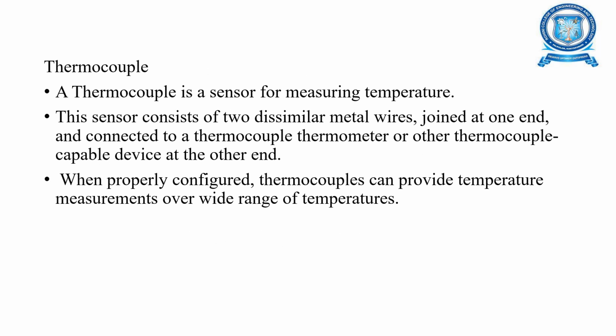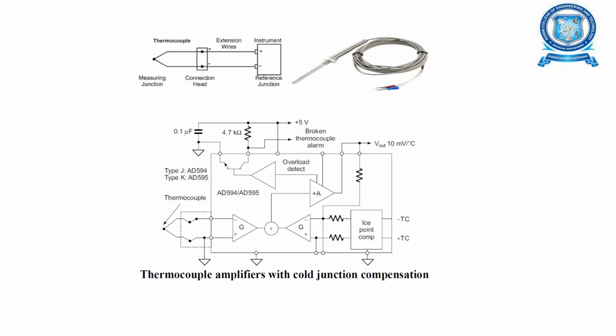Next is the thermocouple. It is a sensor for measuring temperature. The sensor consists of two dissimilar metal wires that are joined at one end and connected to the thermocouple thermometer. When properly configured, thermocouples can provide temperature measurements over a wide range of temperatures. So, thermocouple amplifier with cold junction compensation diagram. Here you can see thermocouple, measuring junction, instrument and reference junction.